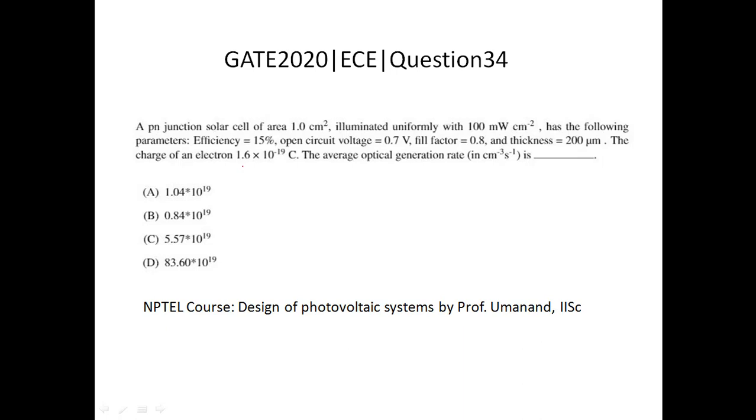Let's take a look at this question. A PN junction solar cell of area 1 cm square illuminated uniformly with 100 mW per centimeter square has the following parameters. Efficiency of 15%, open circuit voltage of 0.7 volt, fill factor 0.8 and thickness 200 micrometer. It's asked to calculate the average optical generation rate.